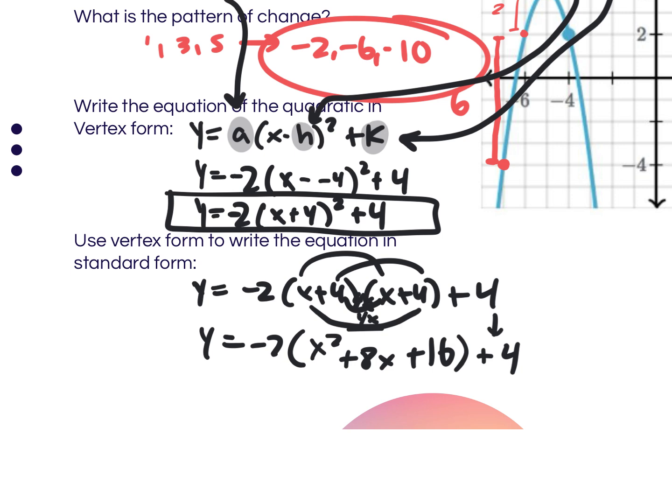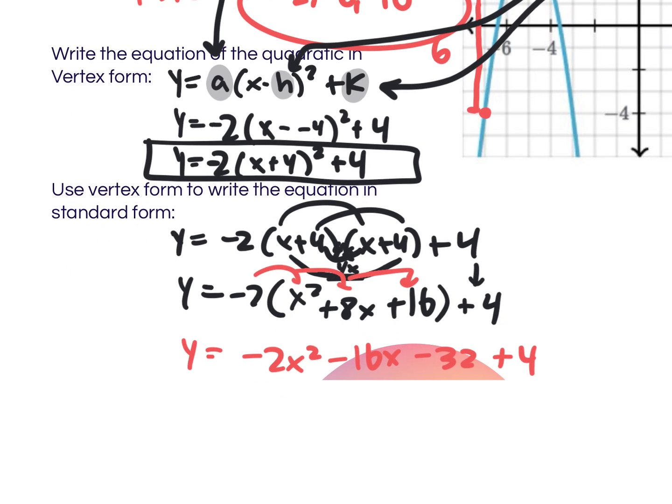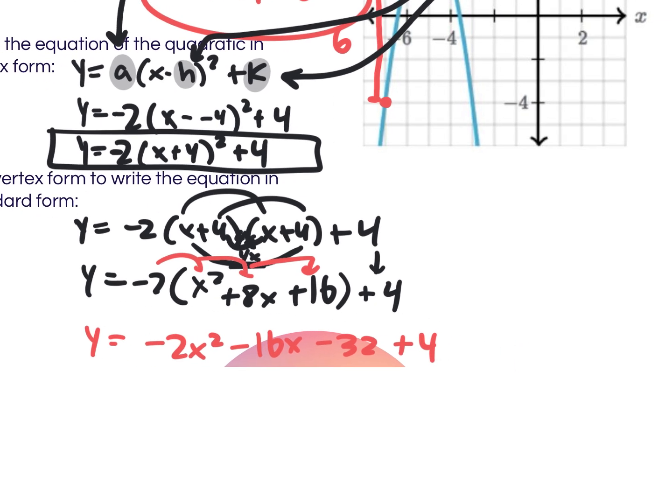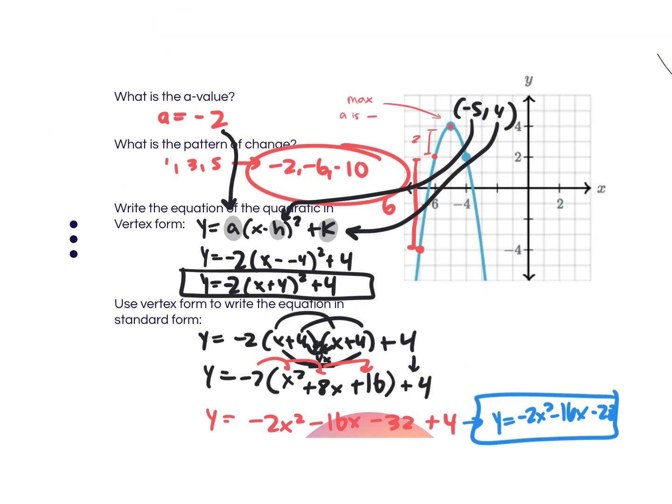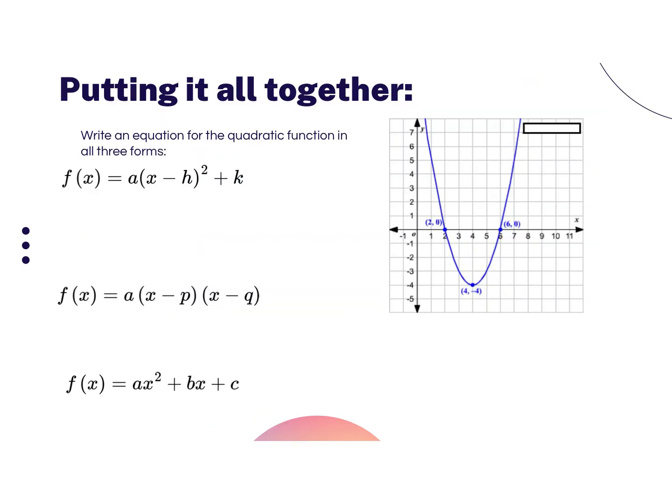Then after I FOIL, I'm going to distribute that negative 2. So this would become y is equal to negative 2x squared, negative 16x, minus 32. Don't forget that positive 4. Then finally, the last thing I need to do is combine like terms at the end there. So my standard form equation should be y is equal to negative 2x squared minus 16x minus 28. So what I've done is I've written this vertex form equation in standard form. The last thing we need to do is put it all together.